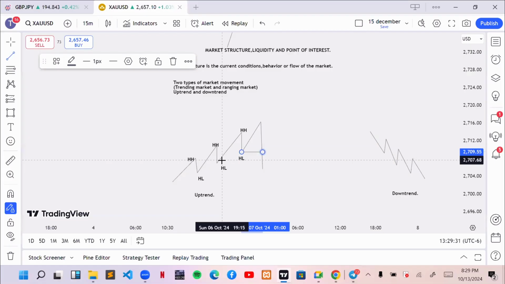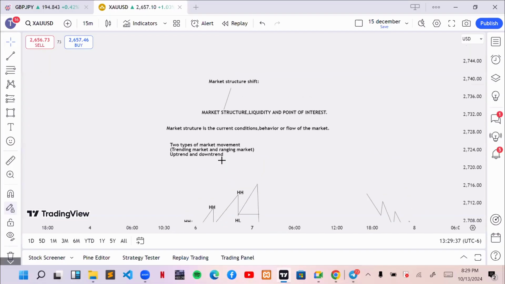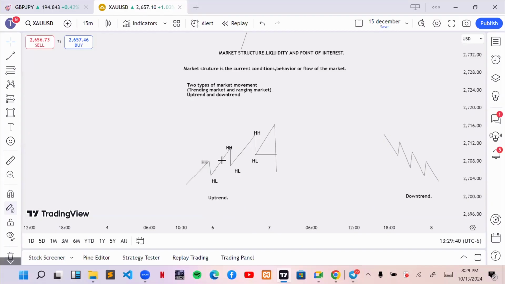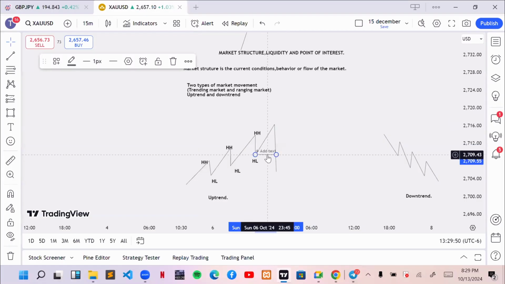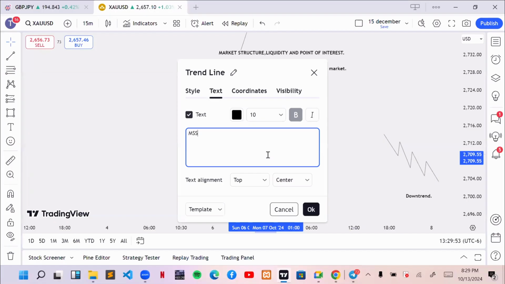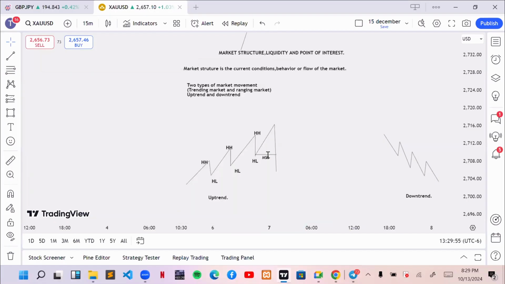So a structure shift is an indication that the current trend is about to end and a new one is about to begin in the opposite direction. Once there's a market structure shift, the direction that you were taking trades in before changes. If you're in an uptrend, you'll be taking buys, buy continuations. Once there's a market structure shift here, which I will signify with MSS, you're no longer going to be looking for buys in this trade. What you're going to pay attention to is looking for sells.